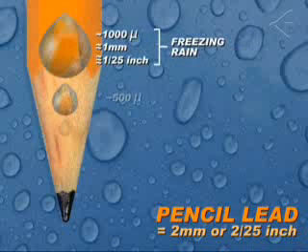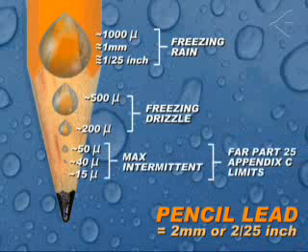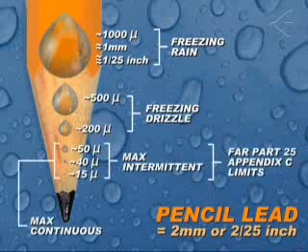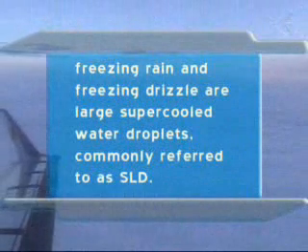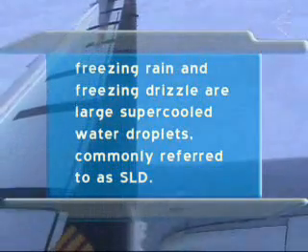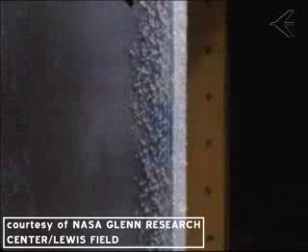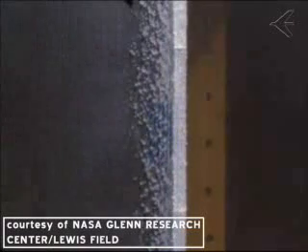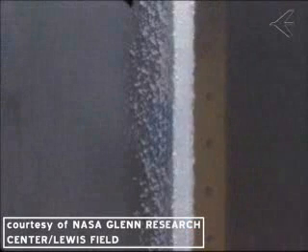Cloud droplet sizes are normally expressed in microns, which is a millionth of a meter. Cloud droplets are typically between 2 and 50 microns in diameter. However, freezing drizzle and freezing rain droplets as large as 1,000 microns, 1 millimeter, can occur. Freezing rain and freezing drizzle are large supercooled water droplets, commonly referred to as SLD, which impact the aircraft surface to cause rapid and extensive ice accretion. Icing associated with freezing drizzle and rain is severe icing, because aircraft are not designed or certified to handle icing from supercooled droplets that large.